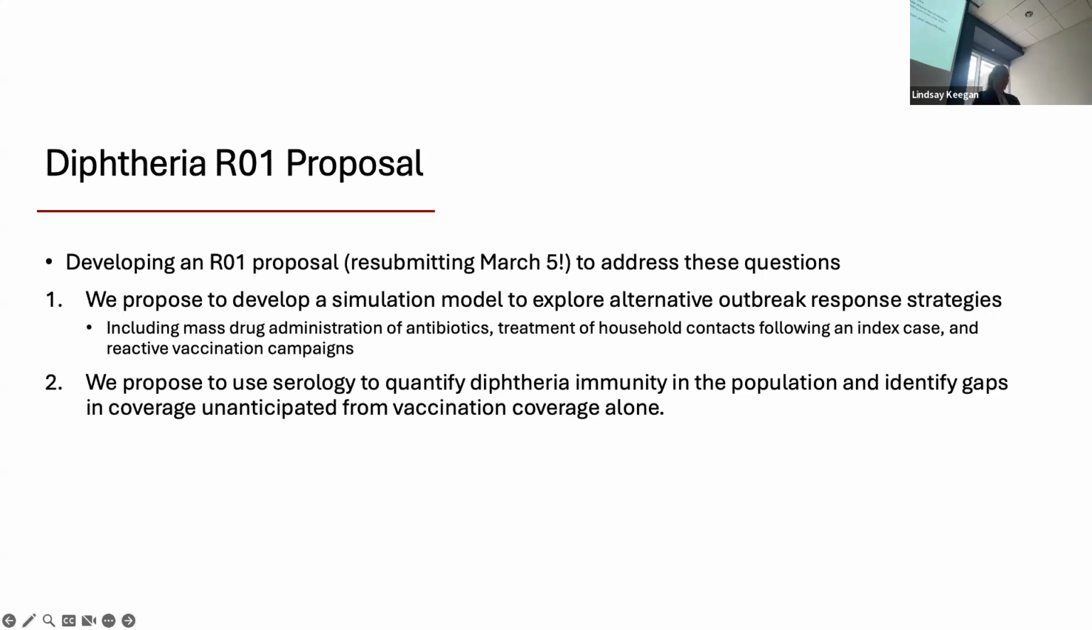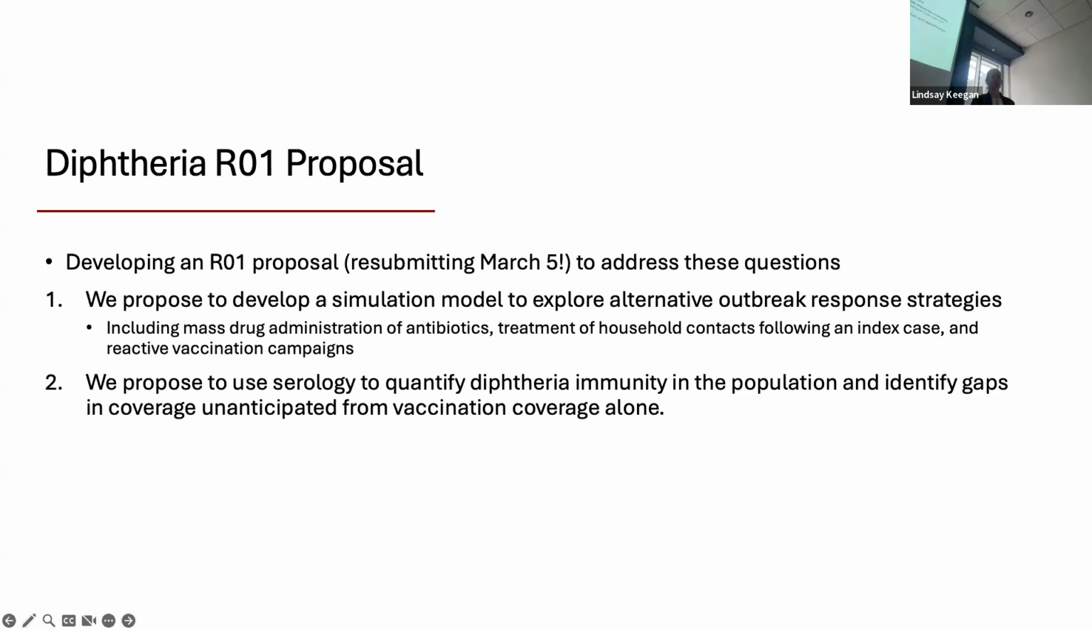So the first one, we are proposing to develop a simulation model to explore alternative outbreak response strategies. So this includes mass drug administration of antibiotics. So when you see an outbreak starting to happen, if we just treat the entire population with antibiotics, are we able to stop diphtheria before it spreads? There's also the option for treating household contacts following an index case. So if someone in your household becomes infected with diphtheria, we just give antibiotics to everybody else in the household to hopefully stop them from getting infected.